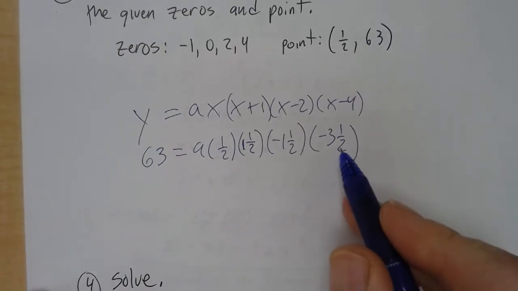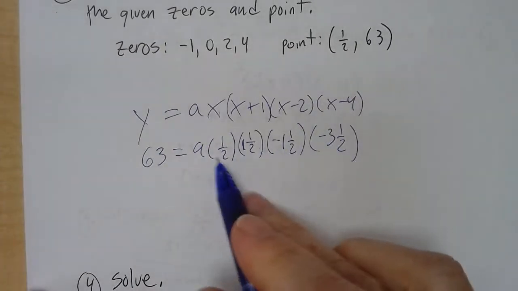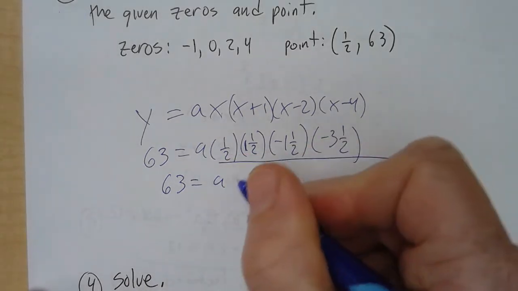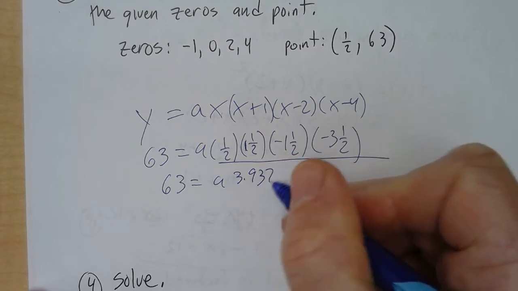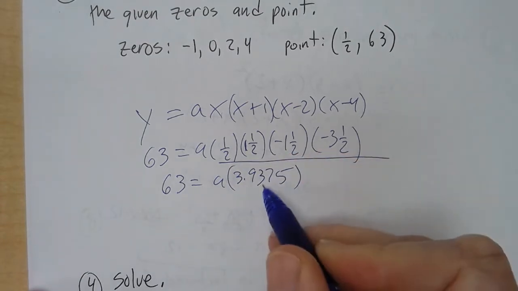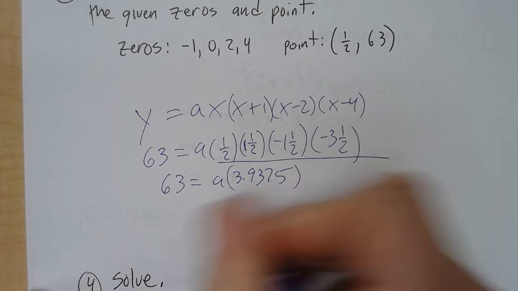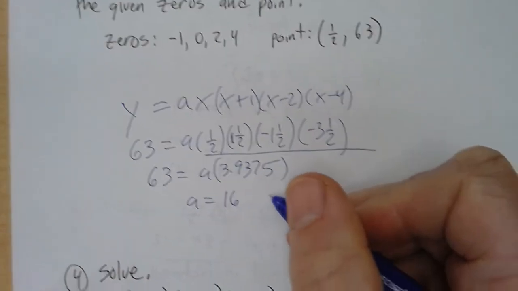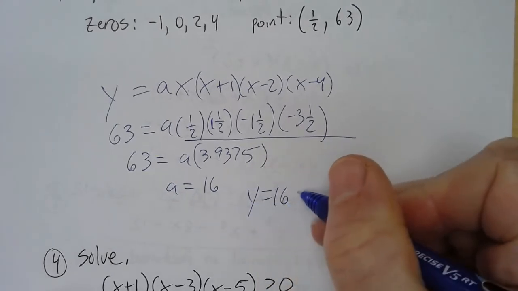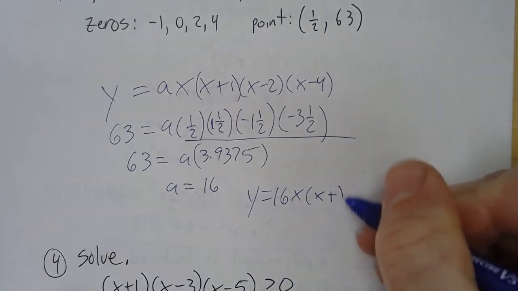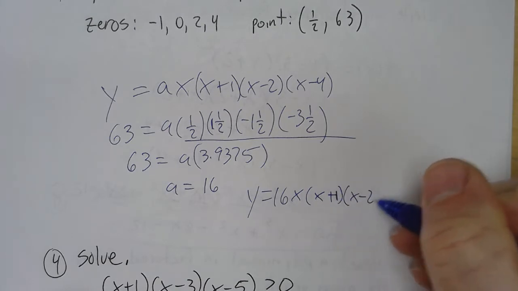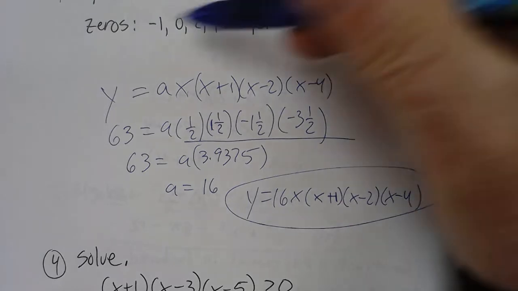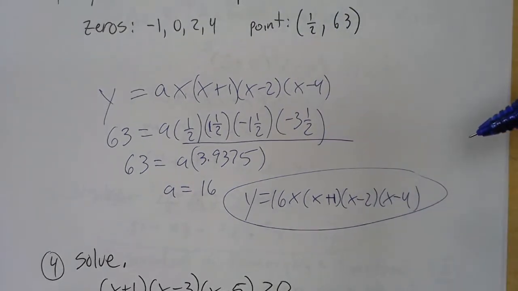Multiply all this together, and it's going to be positive because it's a negative times a negative times that times that. So for time purposes, I just have the answer key here. So multiply all that together, and you get 3.9375. Keep all the decimal points, because you're going to divide that into there, and that's going to go in there 16 times, amazingly enough. So a is 16. So my answer for this is y is equal to 16x, x plus 1, x minus 2, and x minus 4. So this polynomial holds these points and that point right there.